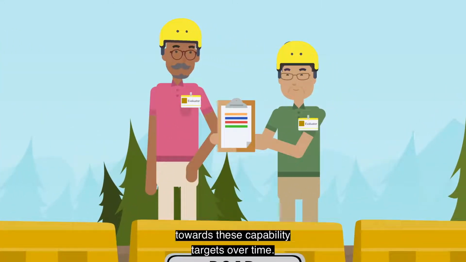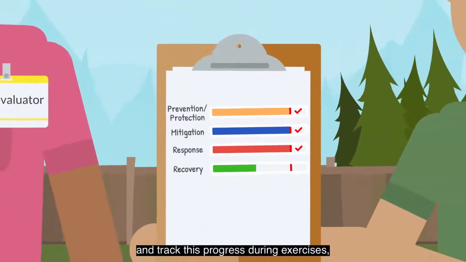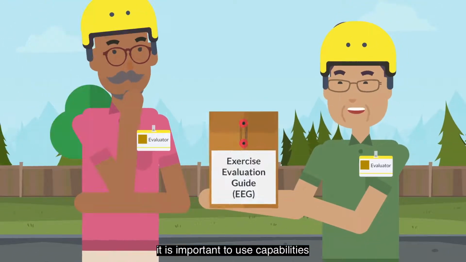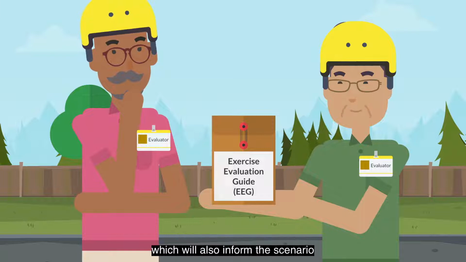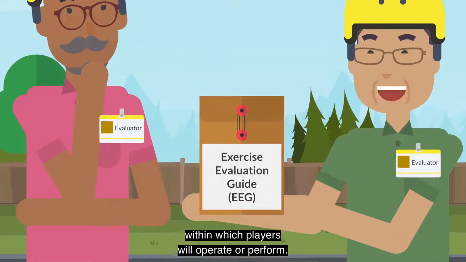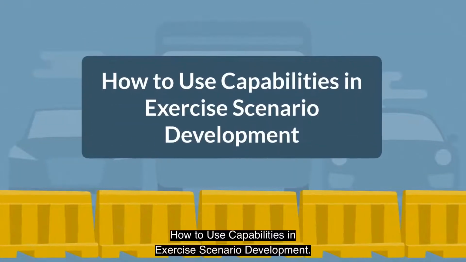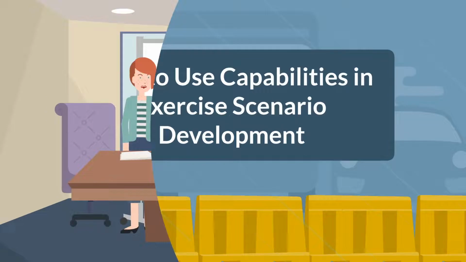capability targets over time. In order to properly measure and track this progress during exercises, it is important to use capabilities and capability targets to develop evaluation criteria, which will also inform the scenario within which players will operate or perform. How to use capabilities in exercise scenario development.